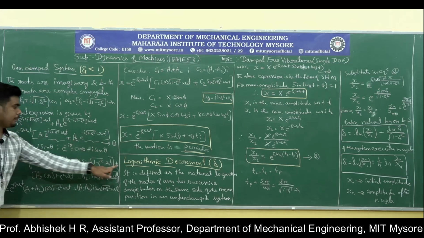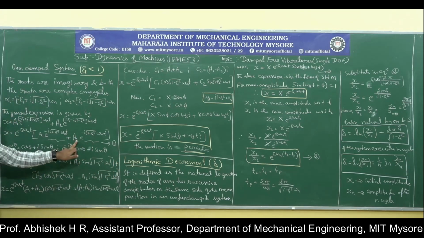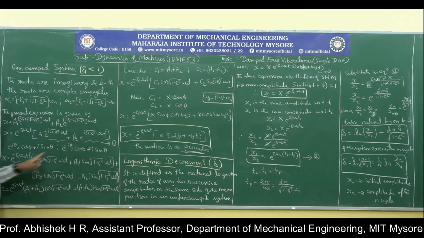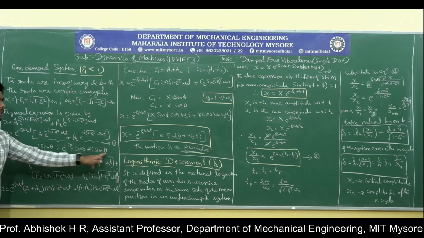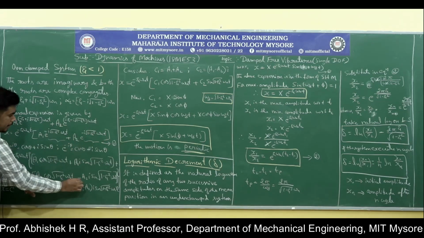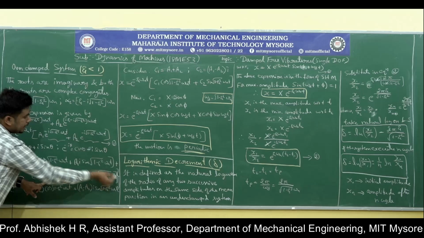Then plus a2 into e to the power of minus I theta. So minus I theta means cos theta minus I sin theta. Same thing, a2 into cos theta minus a2 into I sin theta.